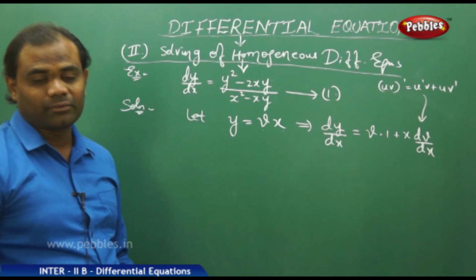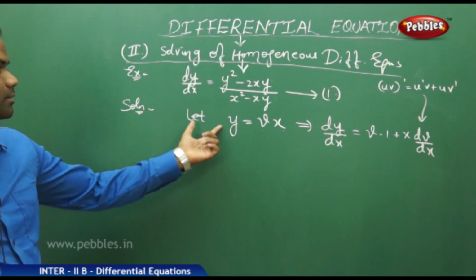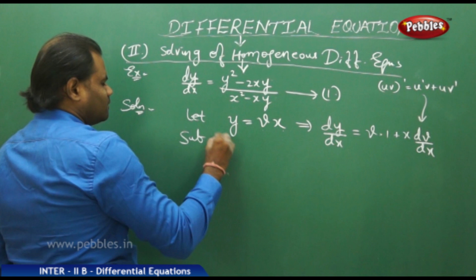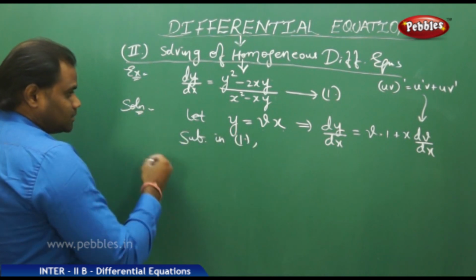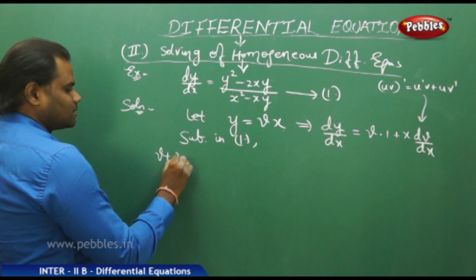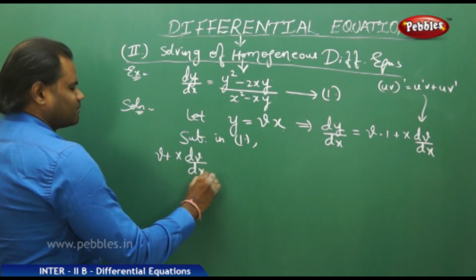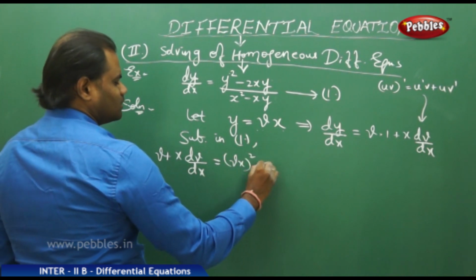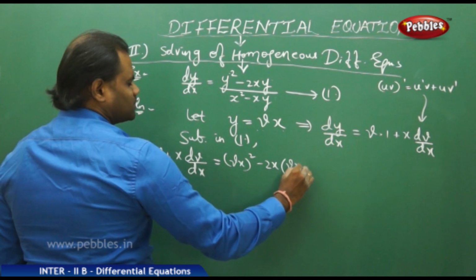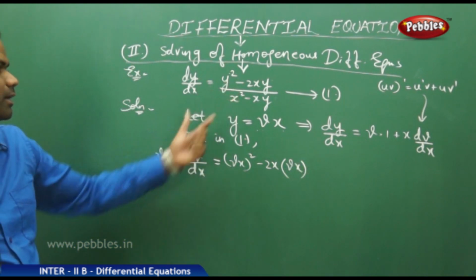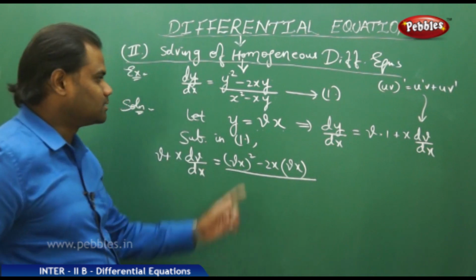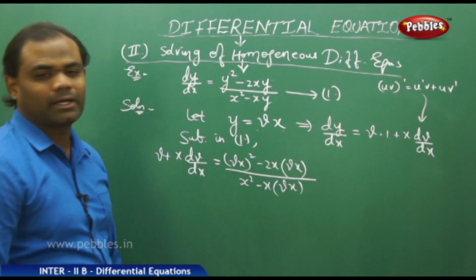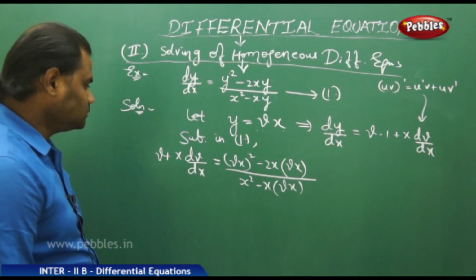That is, the dependent variable y is eliminated, reduced to v and x. Therefore, substituting in 1, we get dy by dx, which is v plus x dv by dx, that is equal to y squared, which is vx whole squared, minus 2xy, which is vx. So substituting in place of y, we get this as x squared minus x times y, which is vx.